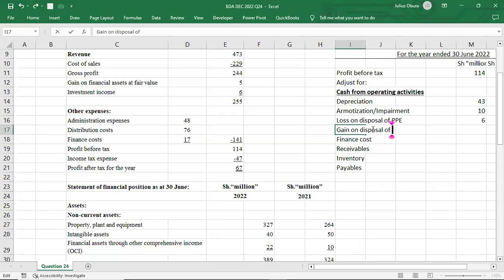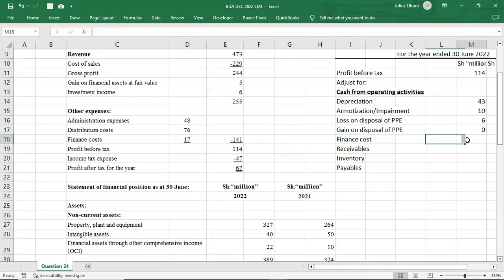Gain on disposal of PPE, that's a 0, all right. Then we have finance cost. Finance cost, that one we'll pick it directly from our income statement, and it's here.